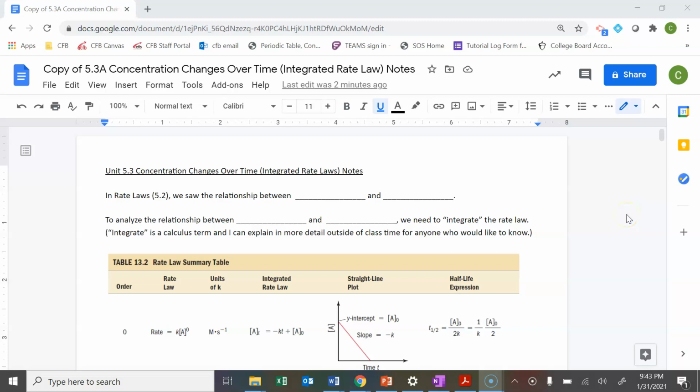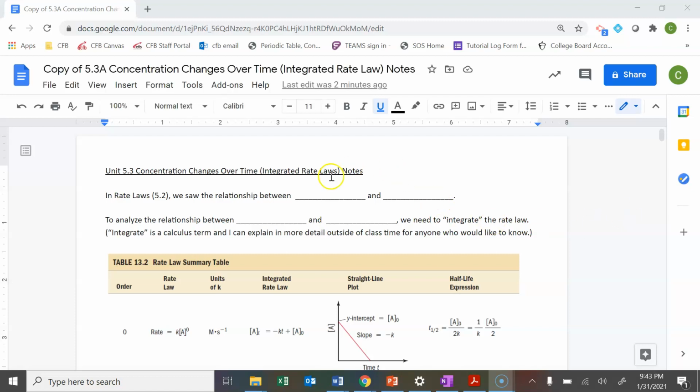Last class we talked about rate law. This class we're actually talking about kind of an adaptation of that. We call it concentration changes over time. That's the new AP chemistry title for it. Traditionally it's called integrated rate law.